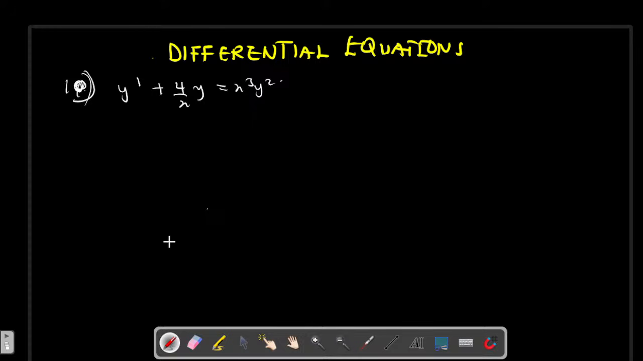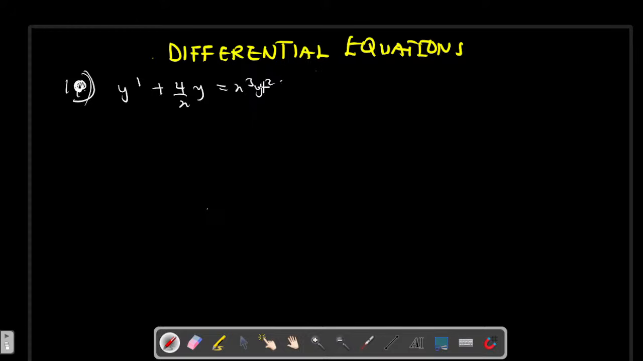So y prime plus 4 over x times y is equal to x cubed y squared. How do I solve this differential equation? I need to know the type of differential equation. The presence of this y squared should tell you that this is not a linear differential equation. So for us to solve, this falls under what we call a Bernoulli differential equation. In Bernoulli, you have a function of y which has a power more than 1.